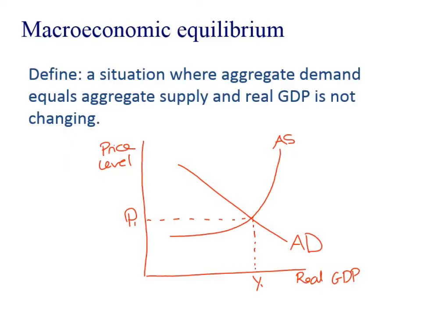So macroeconomic equilibrium is a situation where aggregate demand equals aggregate supply and real GDP is not changing. This is the Keynesian view of it, at least, anyway. So that's what it looks like.